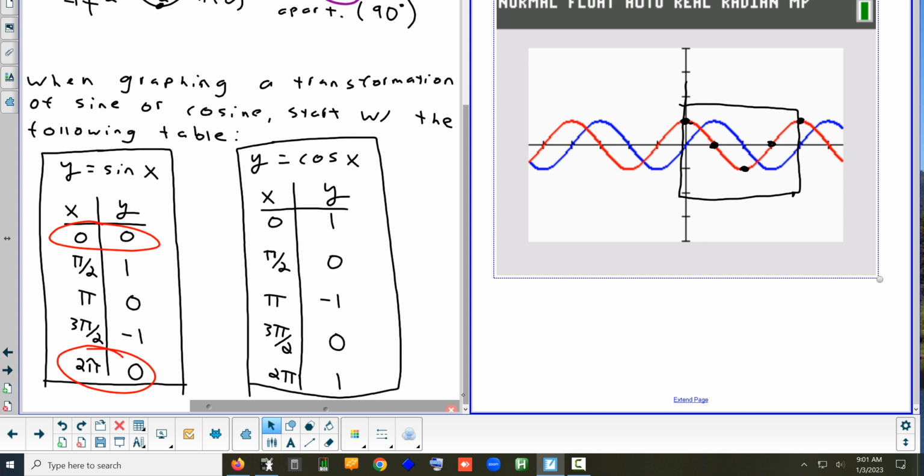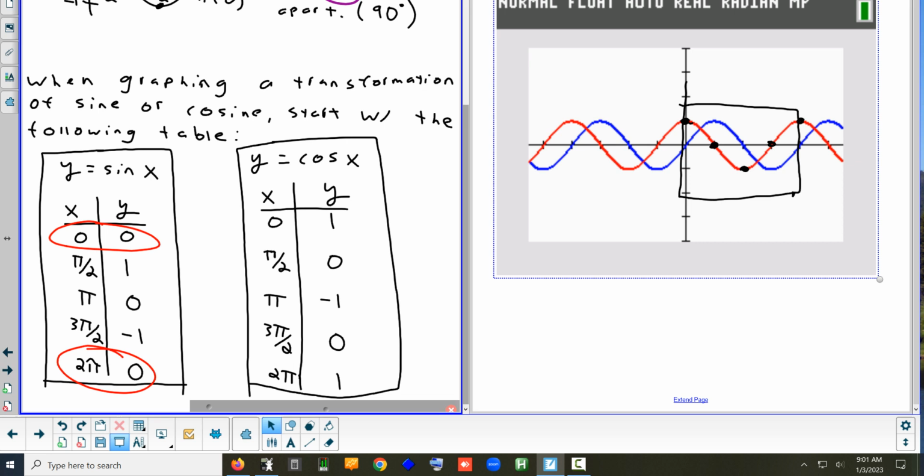Anyone's going to copy down those just two tables.